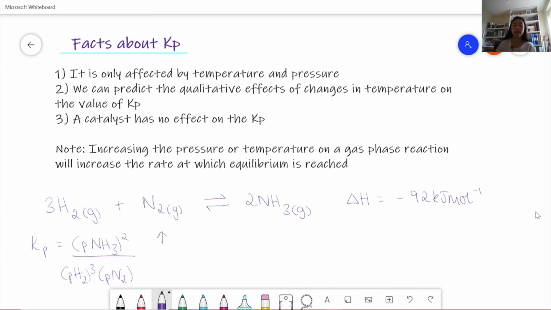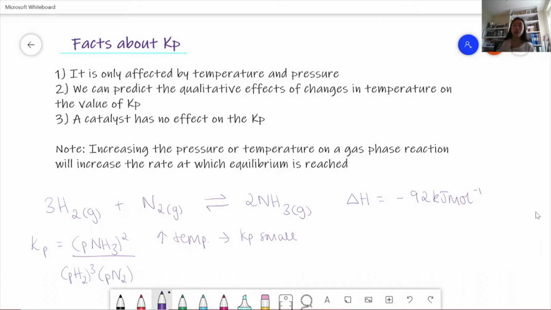So if we increase the temperature, then Kp will be small. And the opposite of that is true as well. So if we decrease the temperature, then the equilibrium will shift to increase the temperature by Le Chatelier's principle. And so it'll favour the exothermic reaction because that gives off heat energy, and so favours the forward reaction, so it shifts to the right.